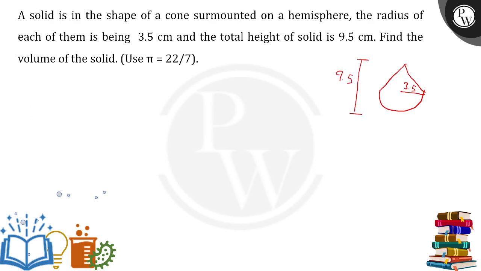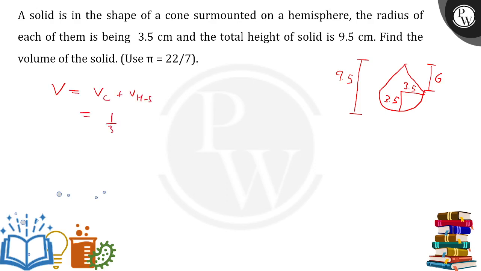So first of all, we need to understand this would also be 3.5. This distance will be 3.5. If this is 3.5, what will be the height of this particular thing? 9.5 minus 3.5, so this will be 6 simply. Now the volume we need to find is the volume of the cone plus the volume of the hemisphere. This is what we need to find, right?